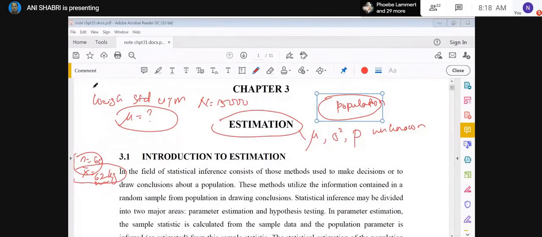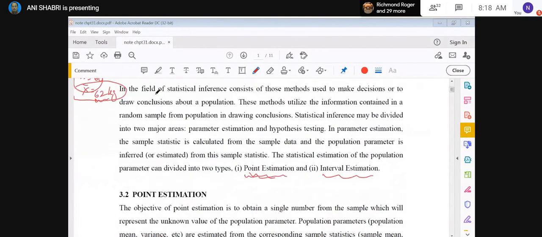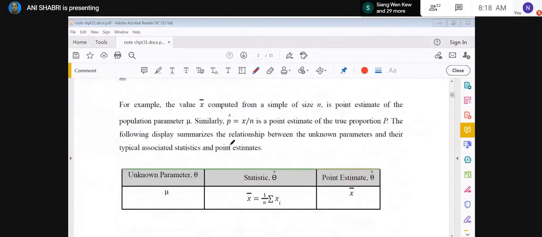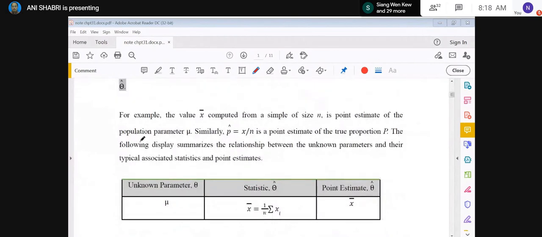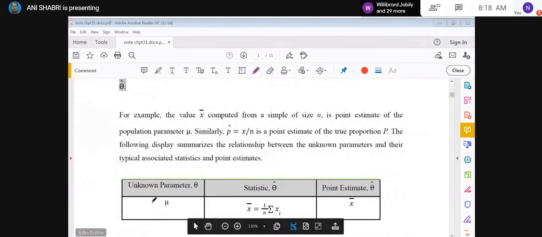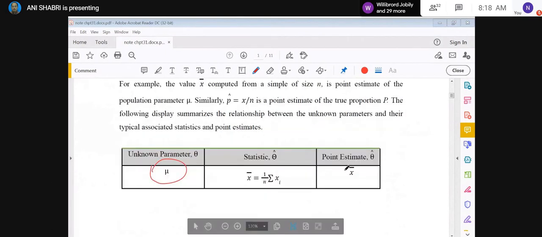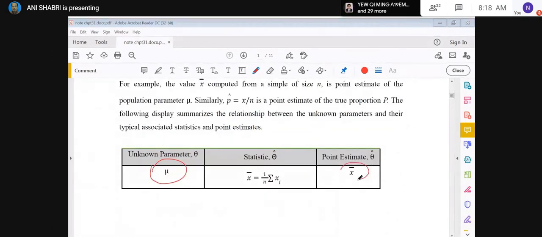Normally in the population we don't know the value of the mean. Same with the variance, for UTM students we don't know the value, or the proportion P. For this one, this is the formula. The mu we don't know, but we can estimate it from the sample. This is the point estimate, just one value.